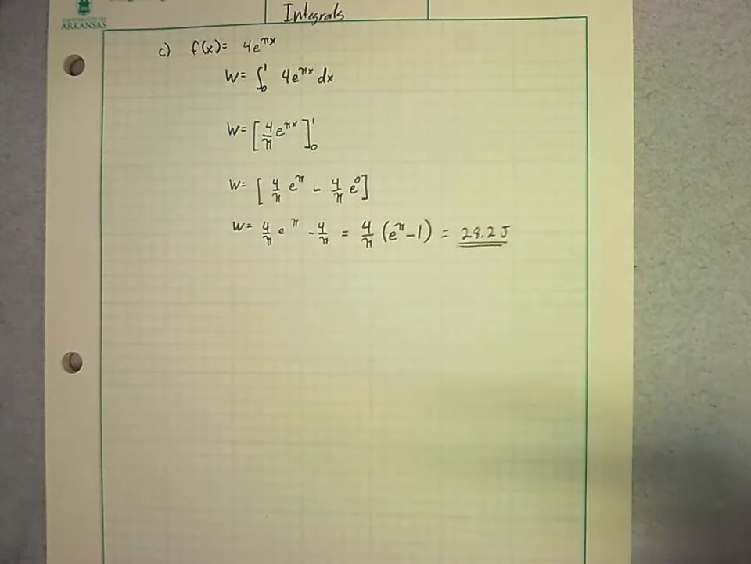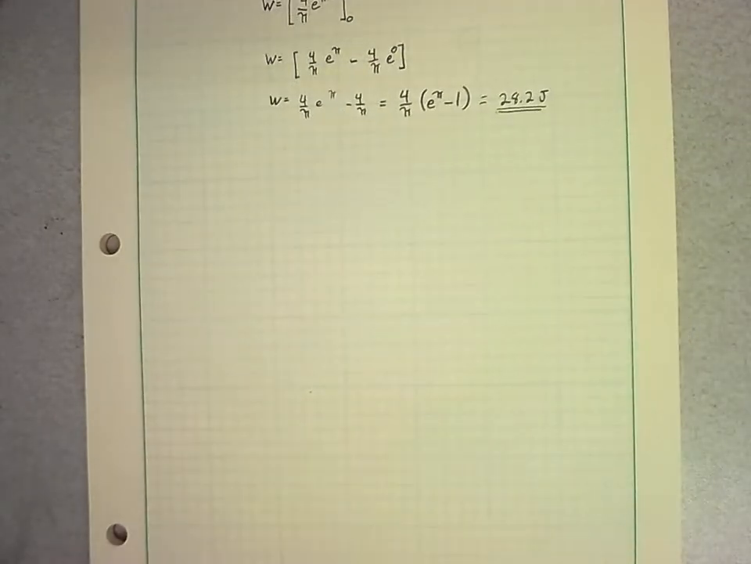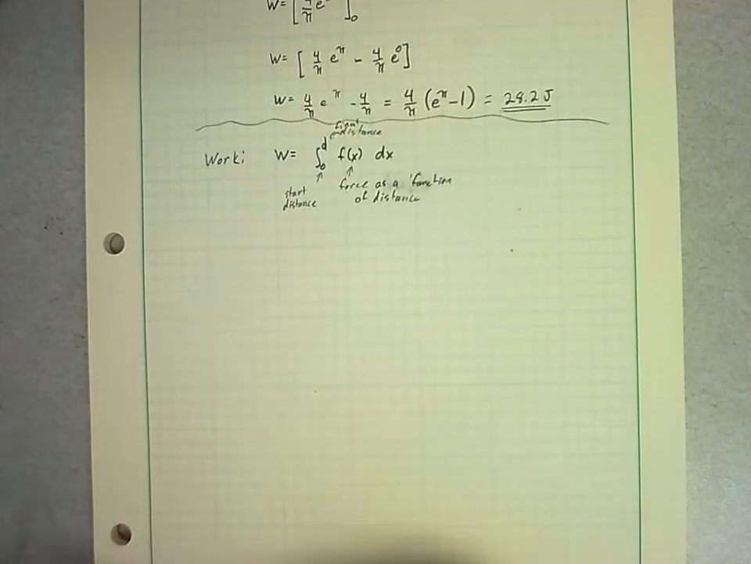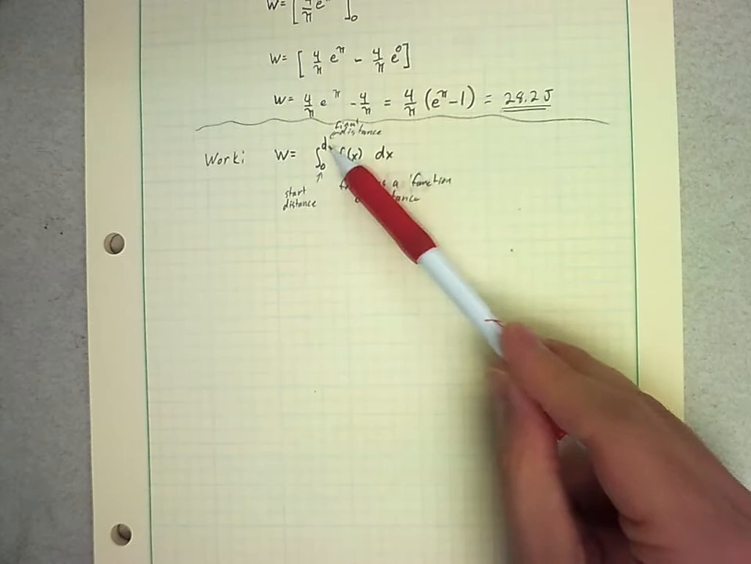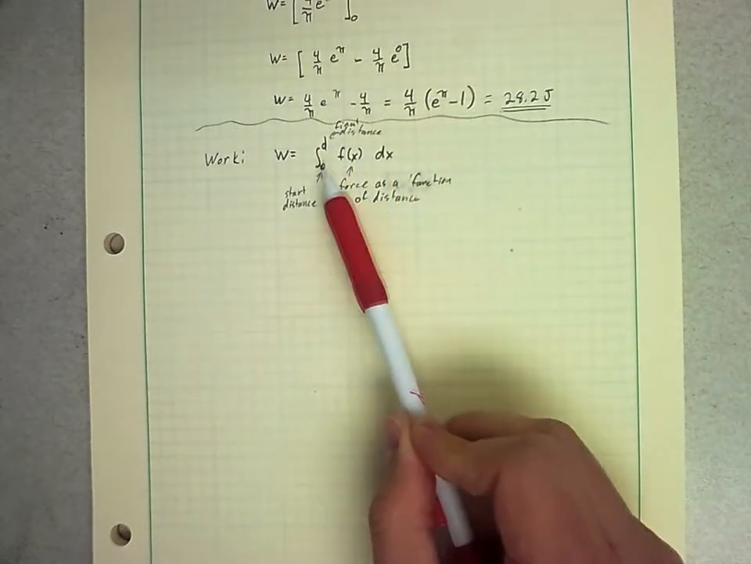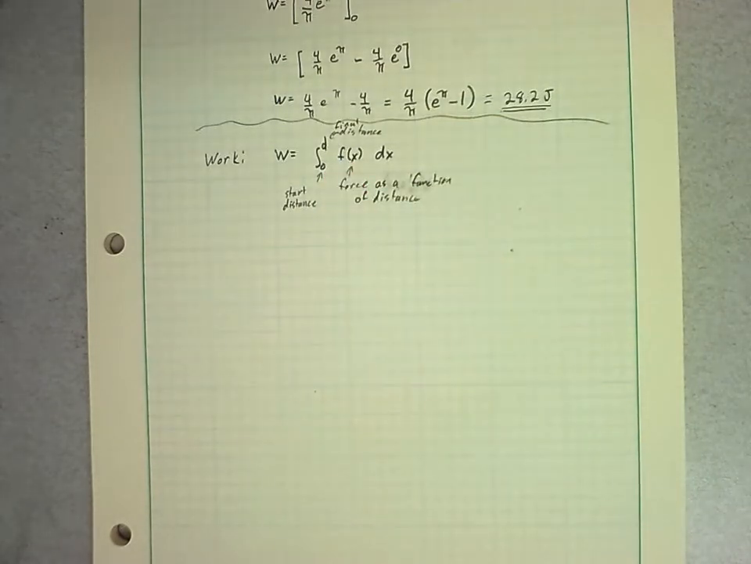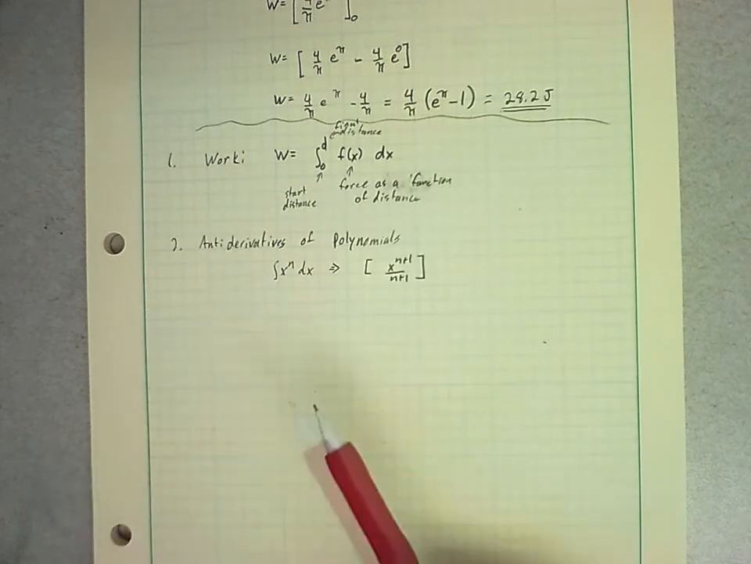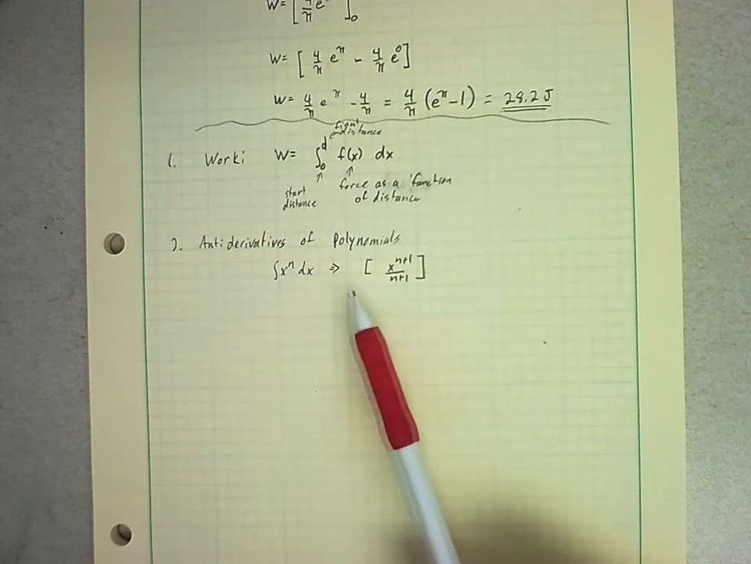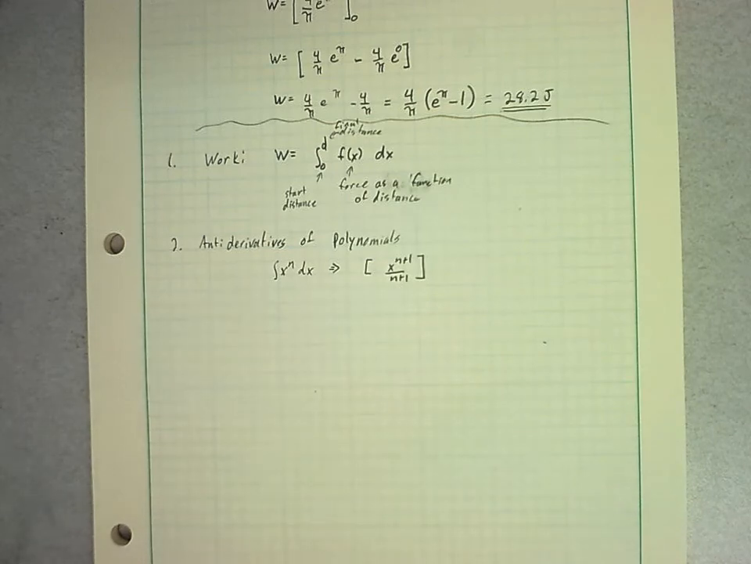So the key points that we learned from this lesson are basically 4 things. The first one is that work can be defined as the integral from 0 to d of f of x dx, where f of x is our force as a function of the distance. This is our start distance, and that's our end distance, if we know that. The second was doing antiderivatives of polynomials, and again, whenever we have an integral of x to the n dx, we raise it by 1 and divide by the new power. That's something we're used to doing.